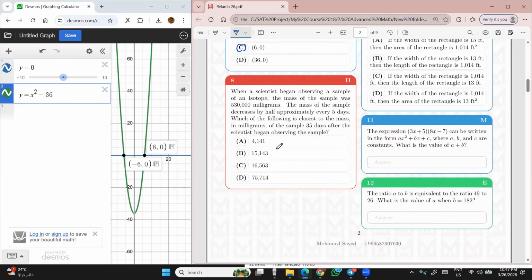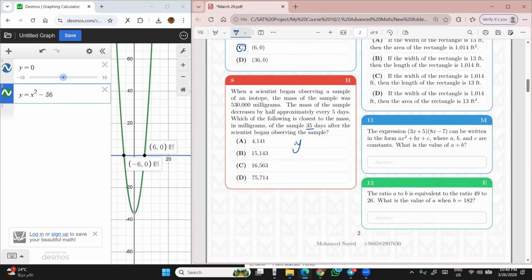And question number 8, when a scientist began observing a sample of an isotope, the mass of the sample was 530,000 milligrams. The mass of the sample decreased by half approximately every 5 days. Which of the following is closest to the mass in milligrams of the sample 35 days after that scientist began observing the sample? Here we need to consider the exponential function.